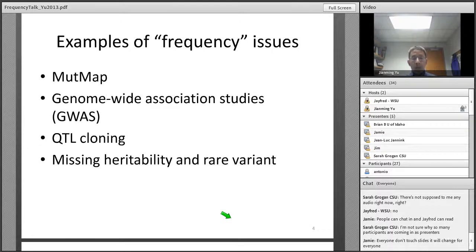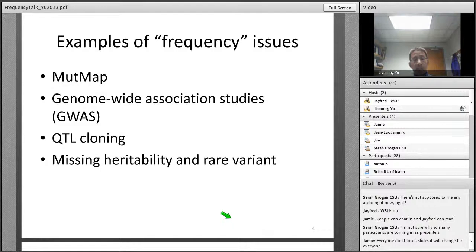Okay, moving to slide number 4. And today's talk will show some examples of frequency issues. The first example is actually not our study. It's actually a publication in Nature Biotechnology. But I found that's probably a good homework question or good practice for grad students to practice their frequencies.